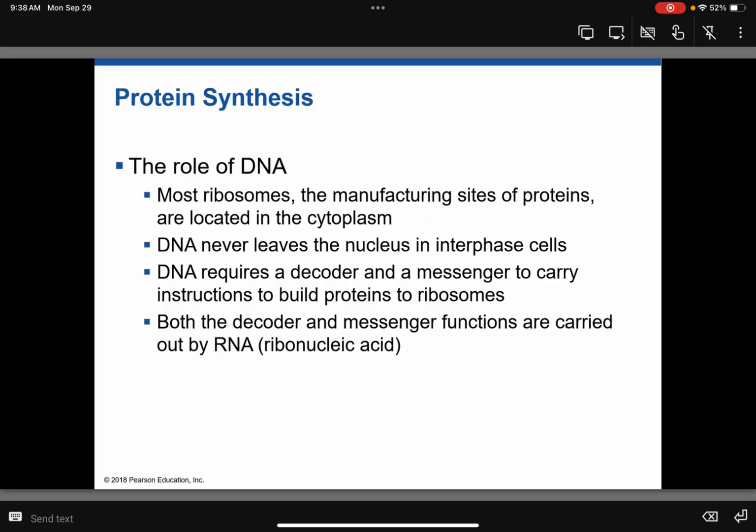DNA requires a decoder and a messenger to carry instructions to build proteins to the ribosomes. Both the decoder and the messenger functions are carried out by RNA, which is ribonucleic acid. Remember there are 3 types of RNA, which we're going to talk about again: mRNA, tRNA, and rRNA. And those basically get the instructions from the DNA that allow for the synthesis of the proteins. So DNA tells them what to do. RNA actually does the job of making the proteins.